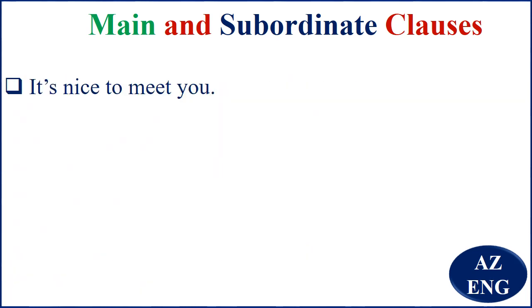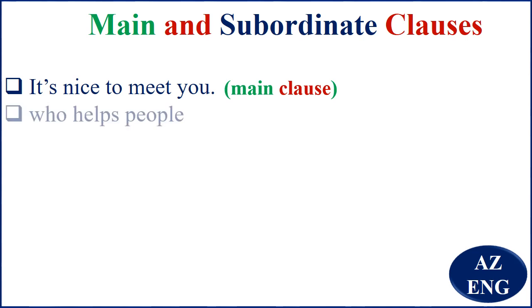Like here, it's nice to meet you. Everything is complete. You say that this is a main clause. It is an independent clause. This is a sentence. Who helps people? Then what's happened to them? For example, you ask. So this is a dependent clause.